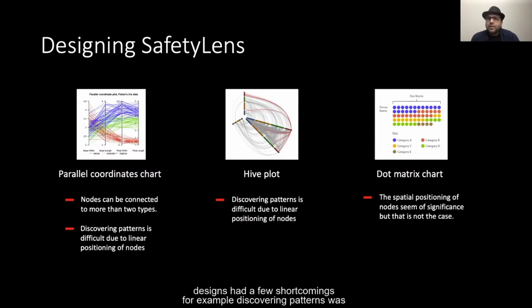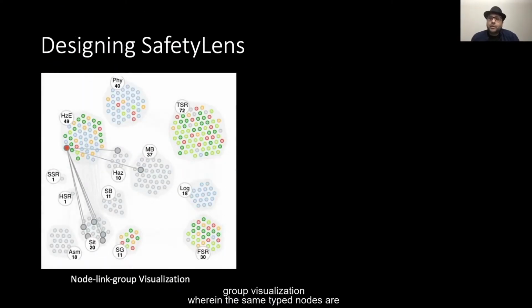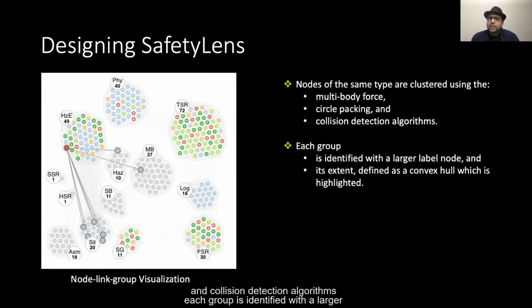For example, discovering patterns was difficult in parallel coordinates and hive plots due to the linear positioning of nodes. We finally designed a custom node link group visualization wherein the same typed nodes are clustered using a combination of the multi-body force, circle packing, and collision detection algorithms. Each group is identified with a larger label and its extent is defined as a convex hull and highlighted.